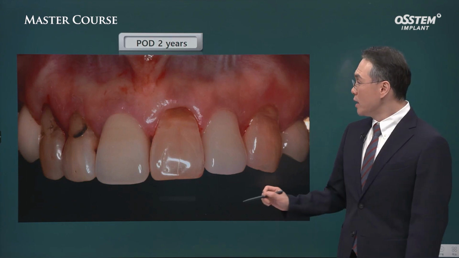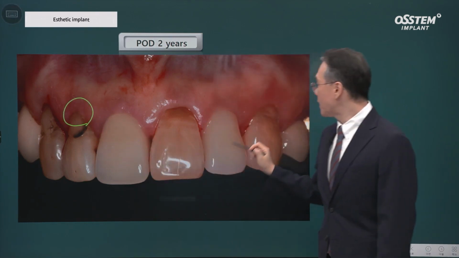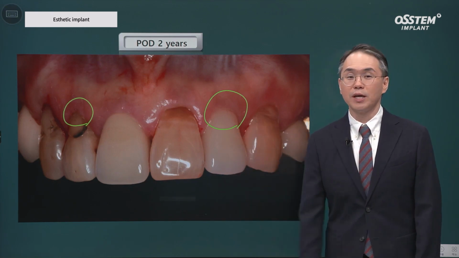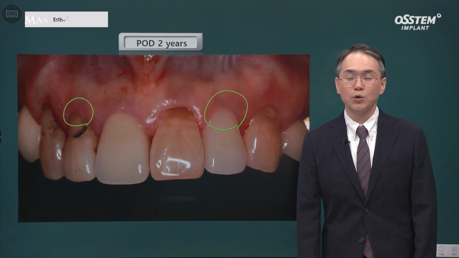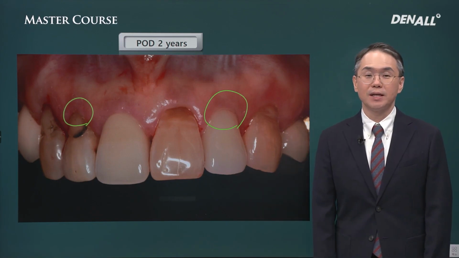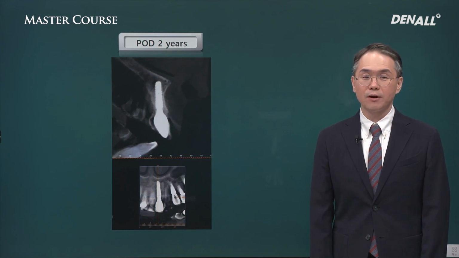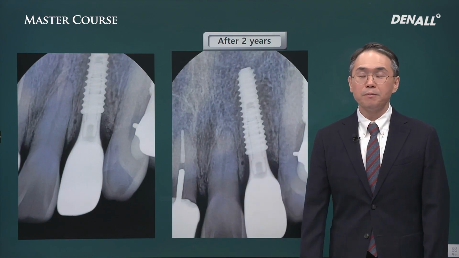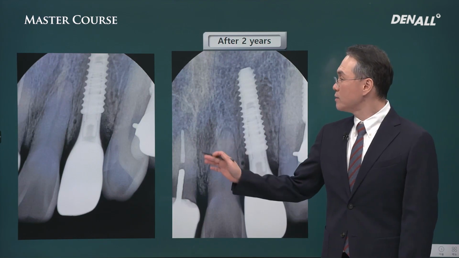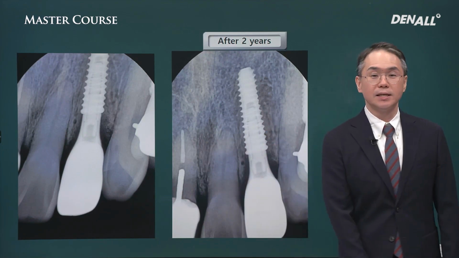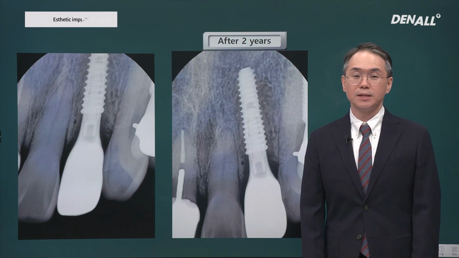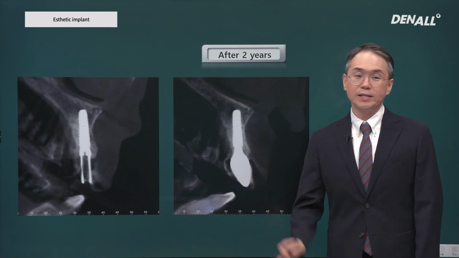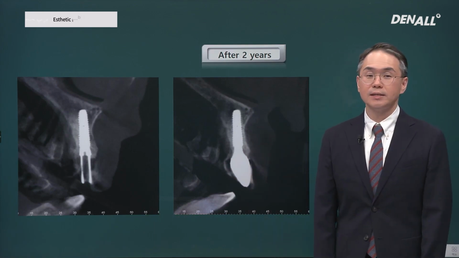This is 2 years after surgery. There is a bit of recession in natural teeth, but in the implant there is no recession, and although the graft material has been applied up to tissue level, there are no signs of infection or peri-implantitis. This is a follow-up CT at 2 years. This is a PA comparison. Right after prosthesis delivery, and this is after 2 years. There's no marginal bone loss and it is well maintained.